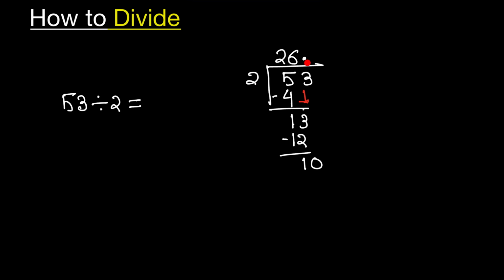And we know that 2 times 5 is equal to 10. Subtract, we get 0. As we have got the number 0 and we have no number to bring down here, so we will stop. Therefore, 53 divided by 2 is equal to 26.5. And this is our final answer.